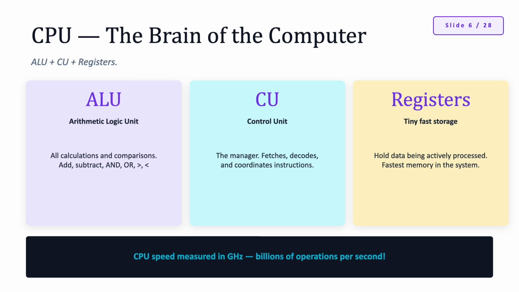The CU, control unit, is the manager. It fetches instructions from memory, decodes them, and tells other parts what to do. It does not do the actual work. It coordinates. Registers are tiny superfast storage areas inside the CPU that hold data being actively processed. The CPU speed is measured in gigahertz, meaning billions of operations per second.